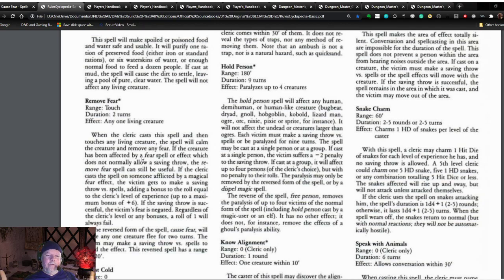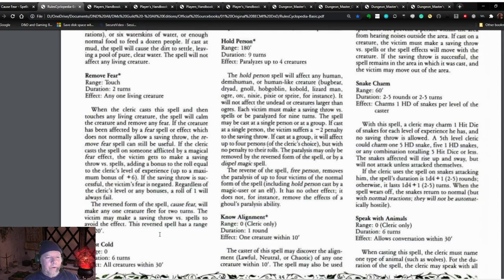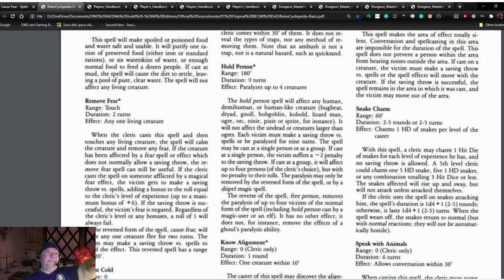And they will get a saving throw, and they make a saving throw versus spell to avoid the effect. And the reverse spell has a range of 120 feet. Oh, okay, so you can actually. Oh, now that's interesting. So you don't have to touch them. You can target somebody within 120 feet.